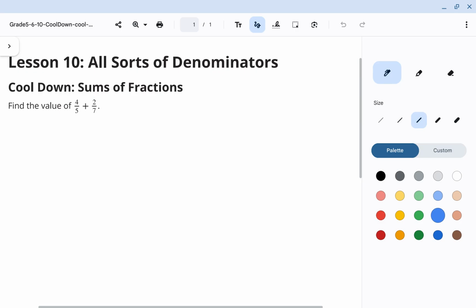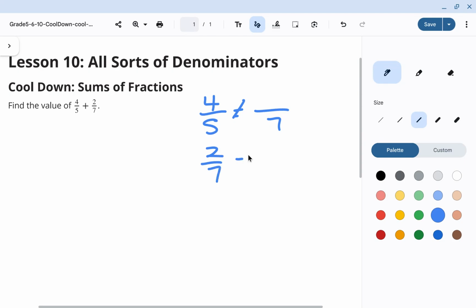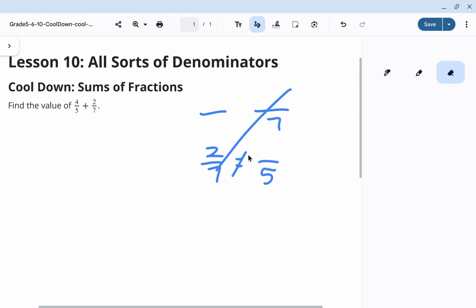This cool down is about the sum of fractions. We are to find the value of 4/5 plus 2/7. Now, when I look at 4/5 and 2/7, I know that I cannot convert 4/5 to anything with a denominator of 7. That won't work. I also know that I cannot convert 2/7 to anything with a denominator of 5. So this strategy is not my strategy for these questions.